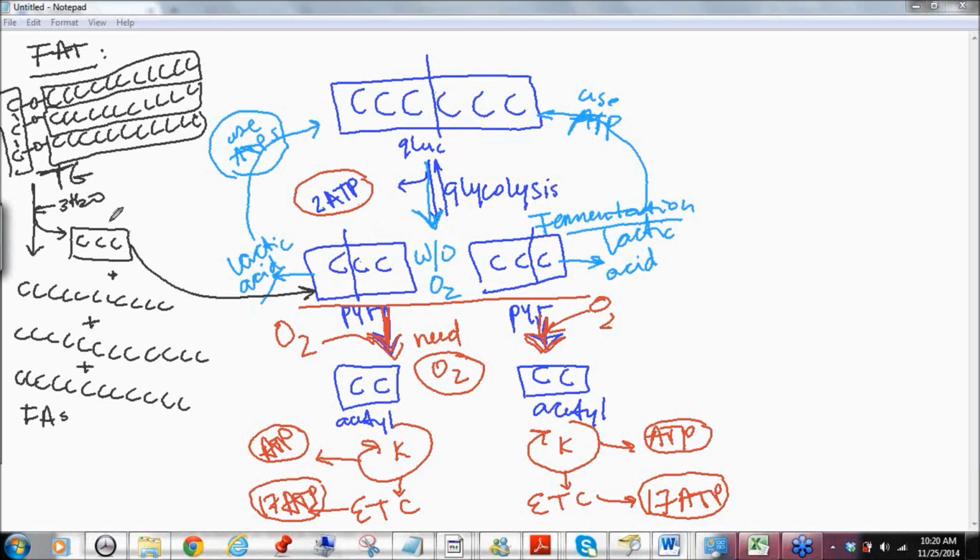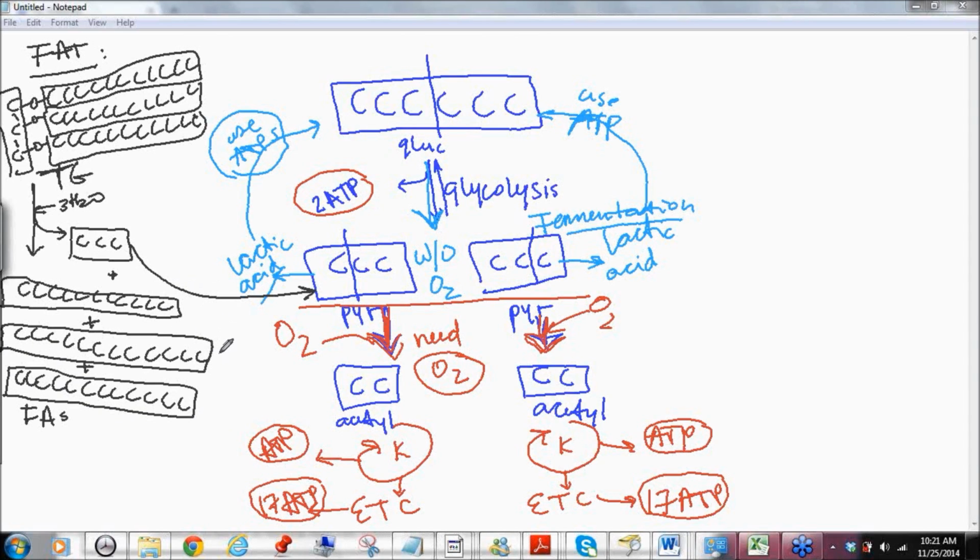Now, the glycerol is a pretty small part of triglycerides. It's a tiny part if you look at the mass of a fat cell, of a triglyceride. Most of the triglyceride is actually fatty acids. So the fatty acids make up the bulk of the fat. So the most important part when we talk about how we use fat for energy is how we use fatty acids for energy.